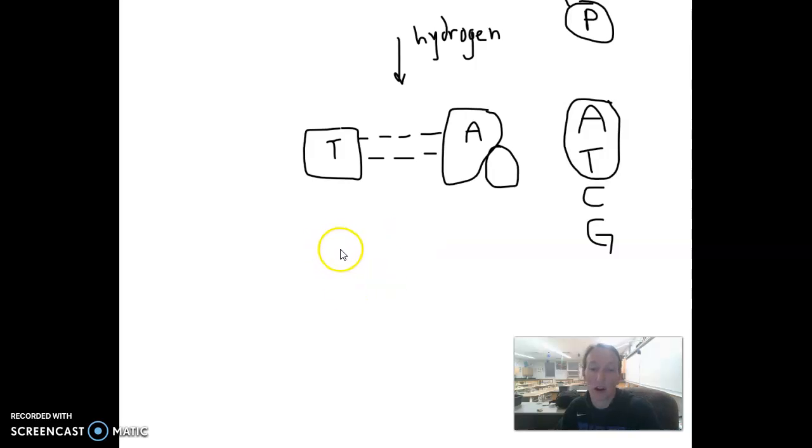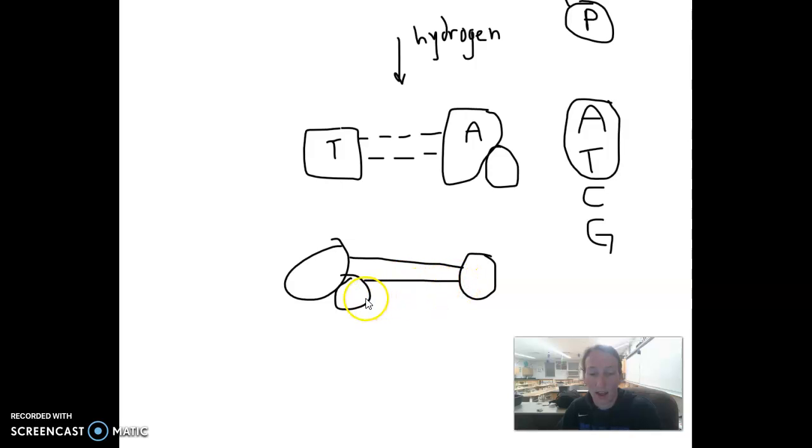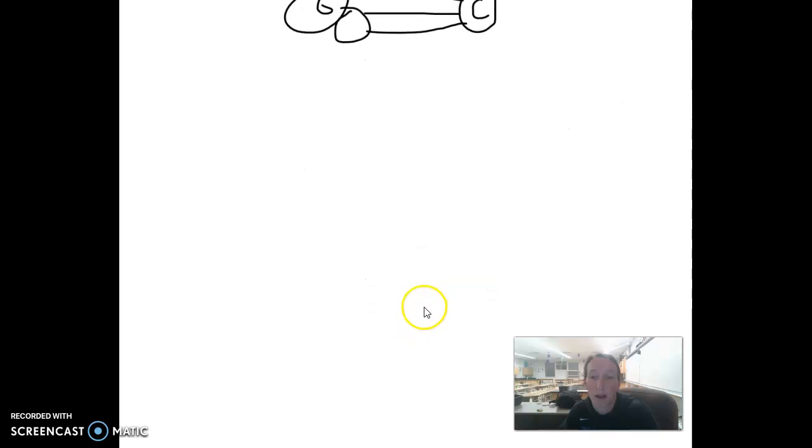What I need you to know is if you see another molecule like this one, and for the sake of time, I'm just going to draw these solid lines, and there are 3 lines connecting it together. The fact that there are 3 lines representing 3 hydrogen bonds means we know that we are looking at the molecules G and C.